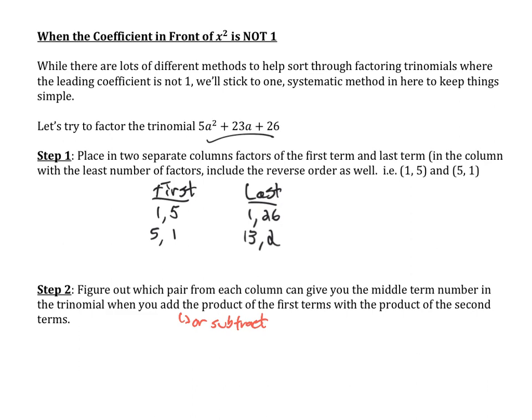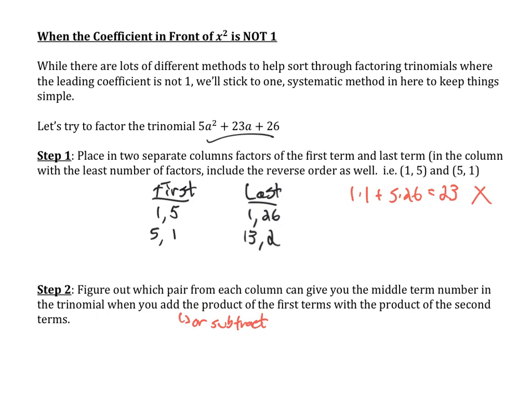So let's take a look at this. Let's take a look at 1 and 5 and 1 and 26. Does 1 times 1 plus 5 times 26 equal the middle term of 23? No, clearly that does not. 5 times 26 is what, 130? So you get 131. That does not equal it.